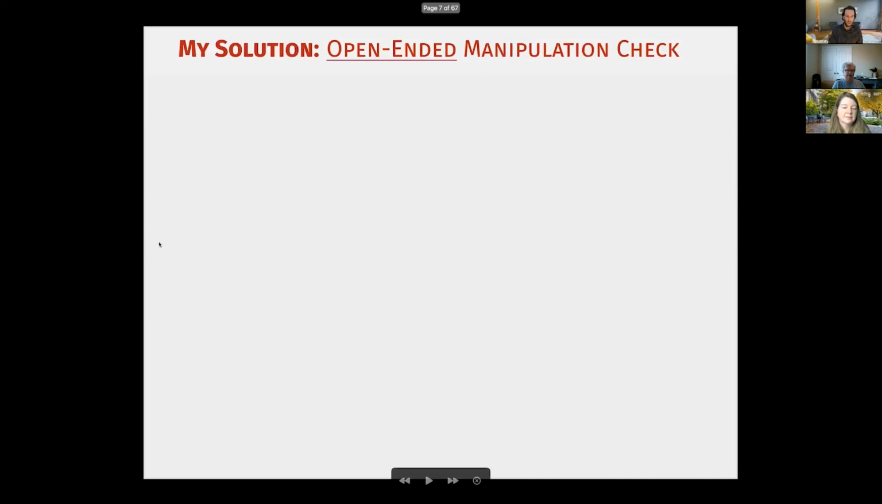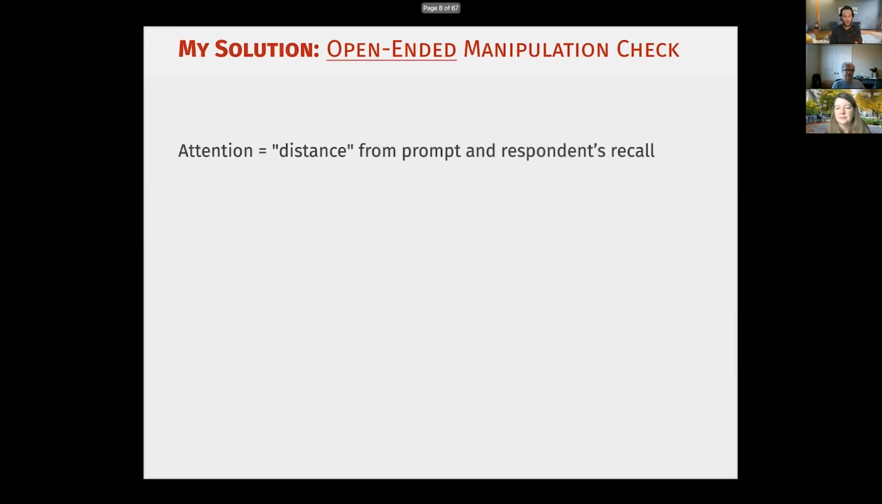So my solution to this is using open-ended manipulation checks, in which you basically are just asking individuals to restate what they read on a previous page. And I'll talk about different ways that we could potentially apply open-ended questions to audio or video, but just for right now, we're thinking about this as text.